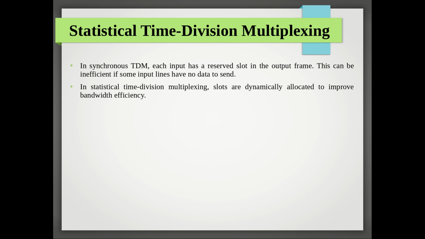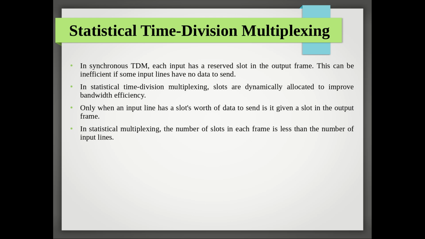On demand we are allocating the slots, and there is no pre-assigned slot allocation. There is no reservation of the slots, nothing. On demand, if somebody wants to send some data, a slot will be allocated and information will be taken from there. Only when an input line has a slot's worth of data to send will a slot be allocated for it. It is given a slot in the output frame.